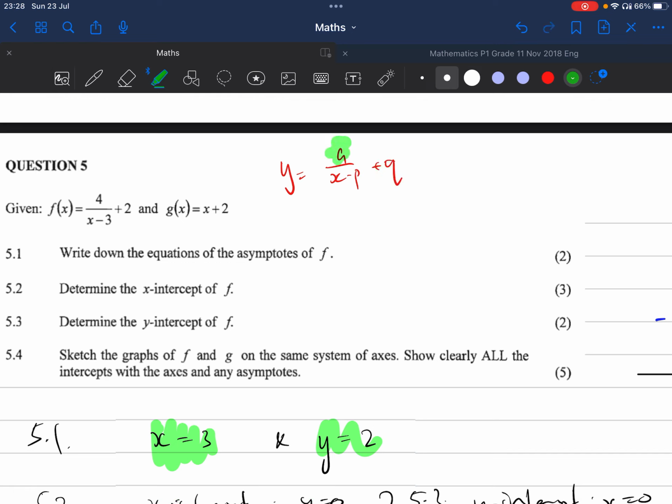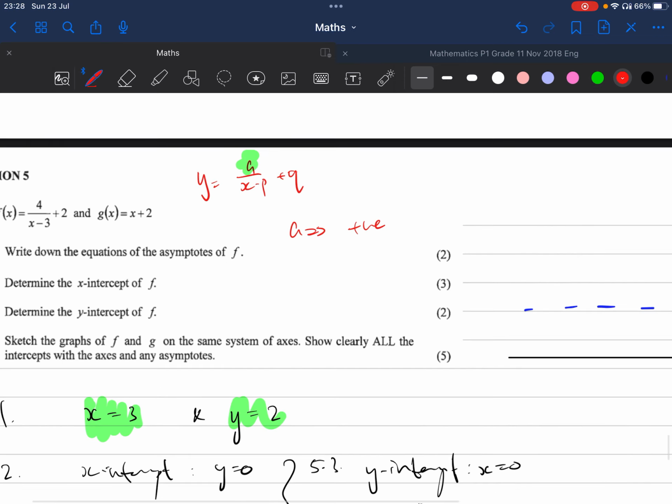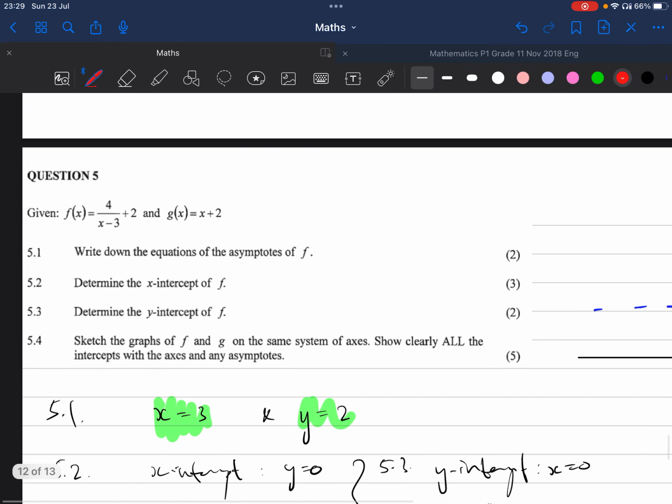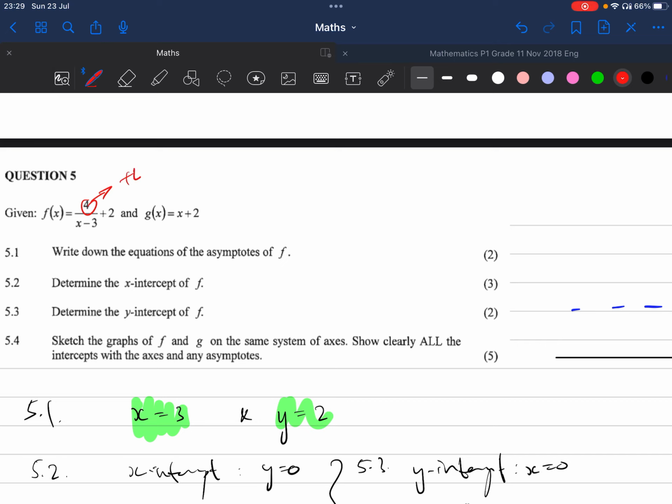Let's talk about this a now. When a is positive, like in this case here, then our hyperbolic graph lies in the first and third quadrants. And when a is negative, it lies in the second and fourth. So keep that in mind, and now let's look at this one here. In this case, a is positive, it's plus 4, so that means our graph is going to be in the first and third. So let's draw that in now.